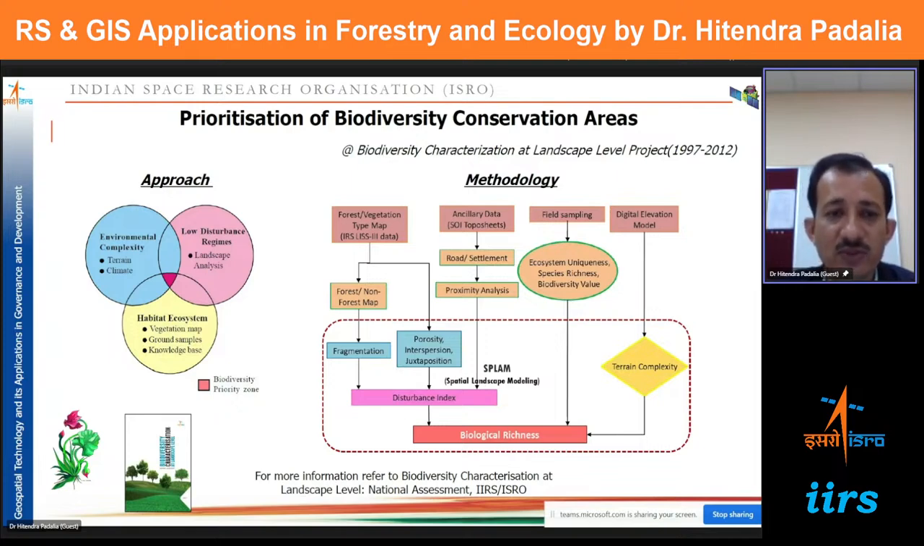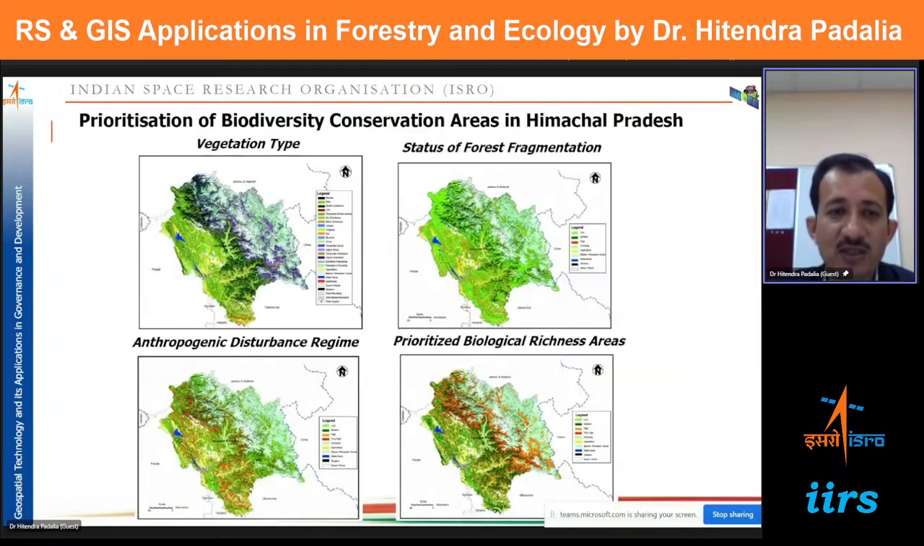So this is one approach which has been developed based on landscape ecological principles, using remote sensing and geographic information system and extensive field inventory all across the country. And these types of maps have been created. For example, for a state like Himachal, if you see here, there are four maps shown. One is the vegetation type map, then there is a forest fragmentation map, and then there is a disturbance regime map.